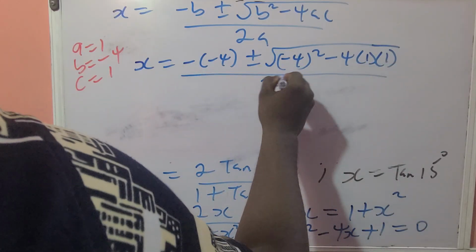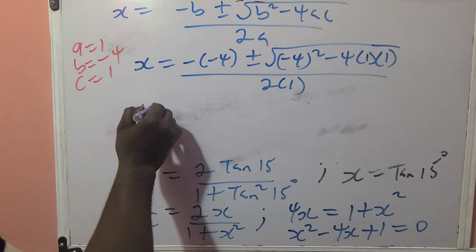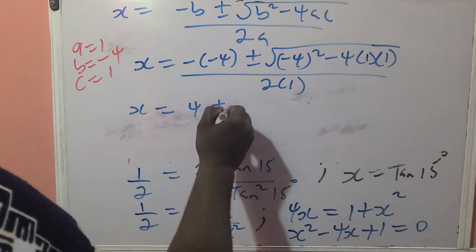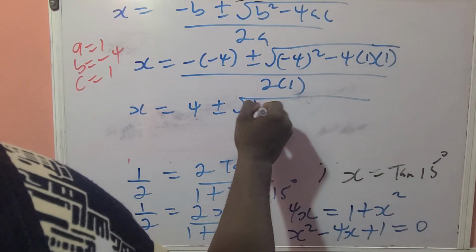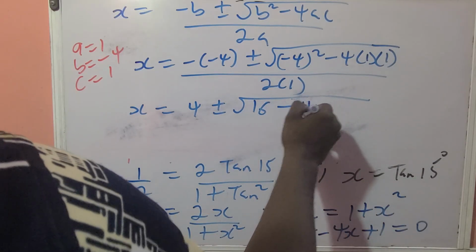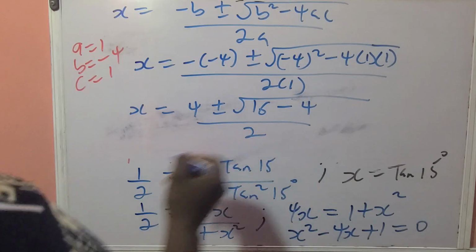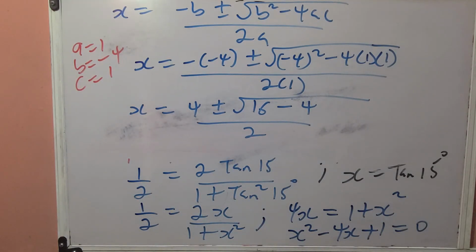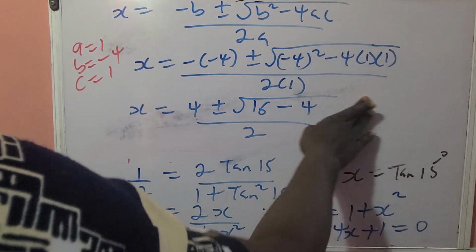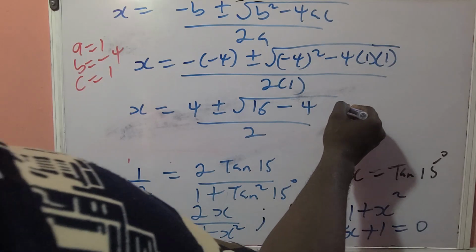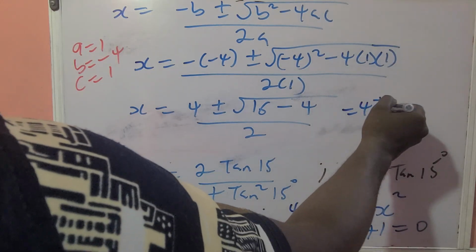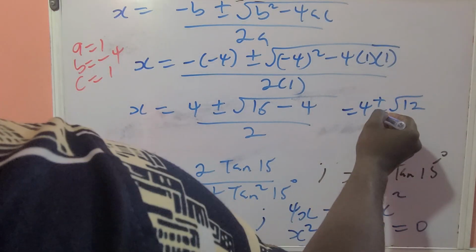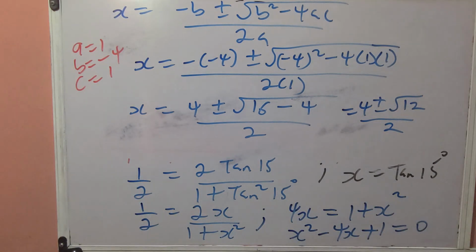Everything over 2 times 1. All right, so my x will be equal to 4 plus or minus the square root of b squared, that will be 16, minus 4, all over 2. All right, and from what we have here, I can have 4 plus or minus the square root of 12 over 2.